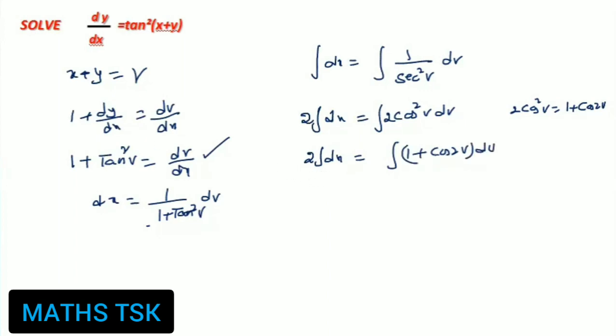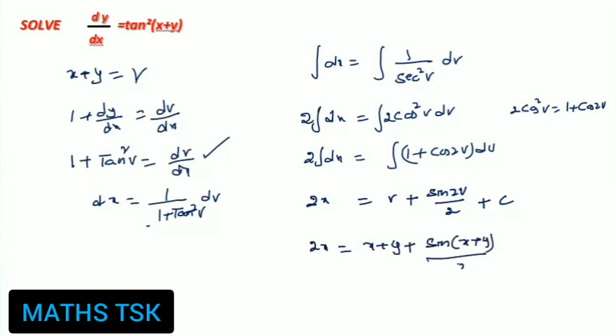So 2 into integration of dx is equal to integration of 1 plus cos 2v into dv. Now integration of dx is x, integration of 1 into dv is v, integration of cos 2v into dv is sin 2v by 2, then plus c. V is nothing but x plus y, substitute it, we'll get sin of 2 into x plus y by 2 plus c. Now 2x minus x is x, minus y, then minus half into sin of 2 into x plus y is equal to c.